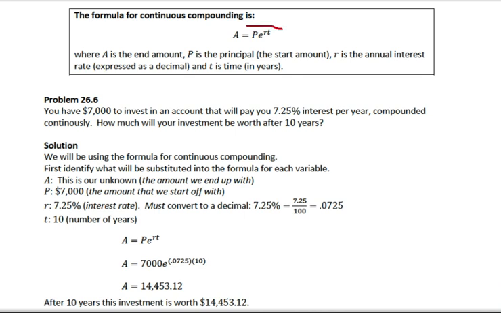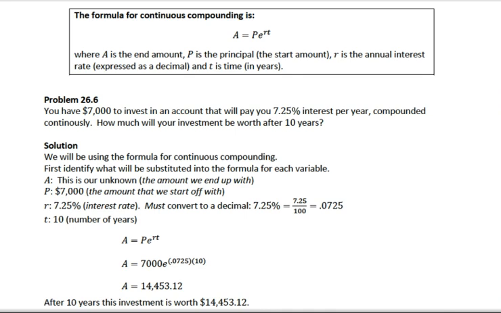Realize that this formula does not have an n anymore. The number of compounding periods n does not exist here because it is continuous compounding. It is like being compounded infinitely many times during the year. Okay, so again, you don't have to memorize this formula, neither the formula in the previous page. They are going to be provided in the exam.